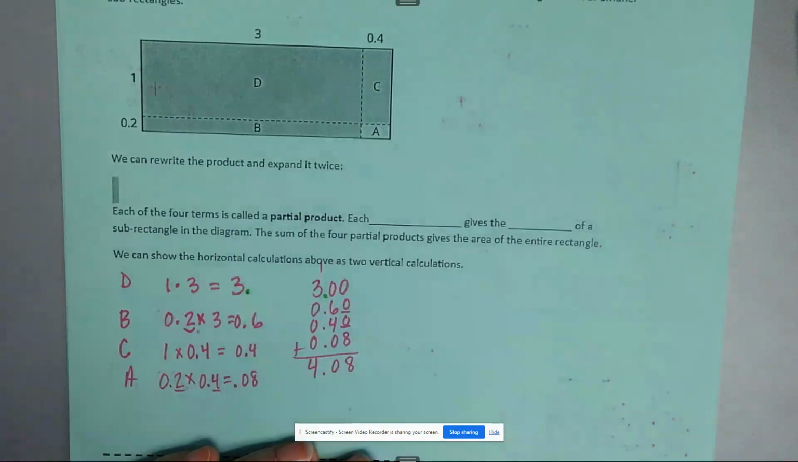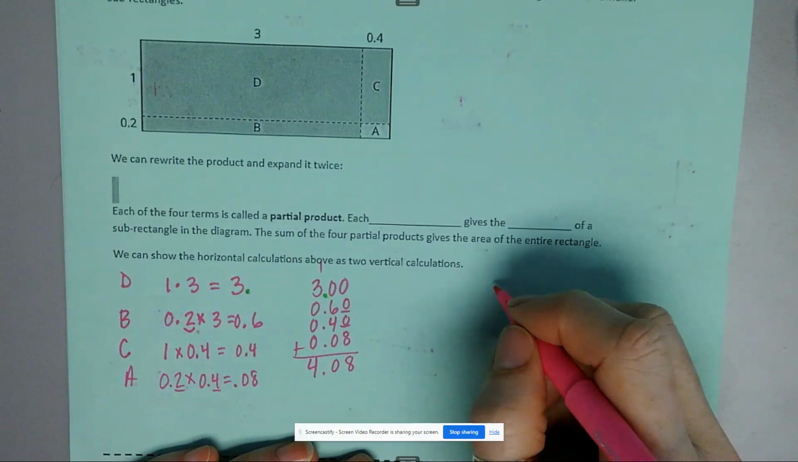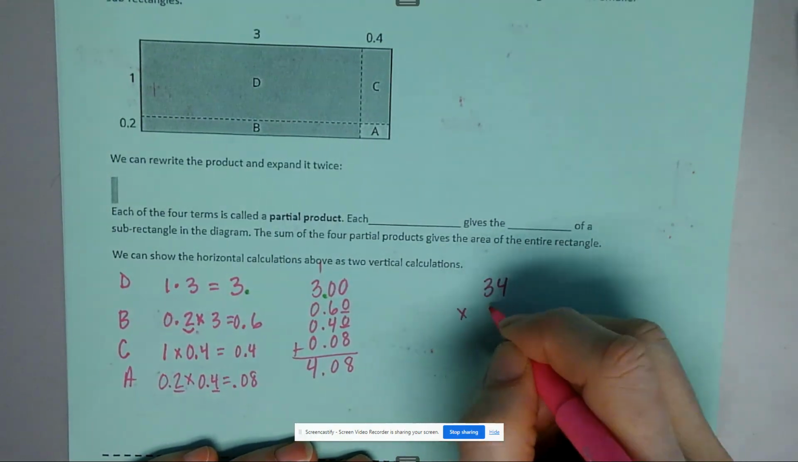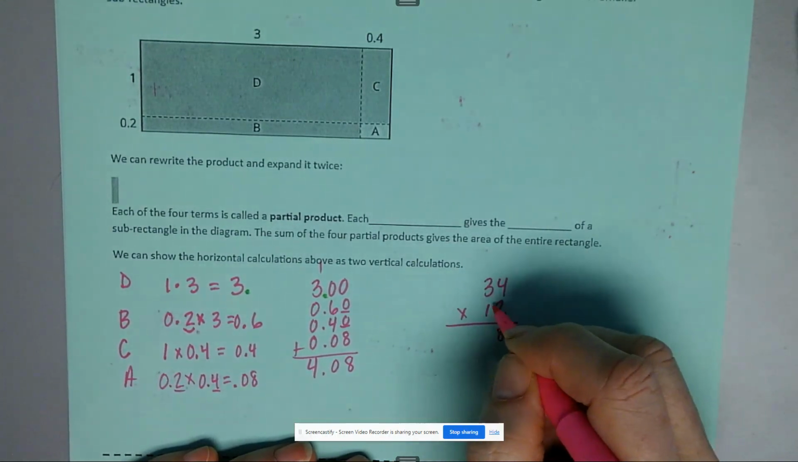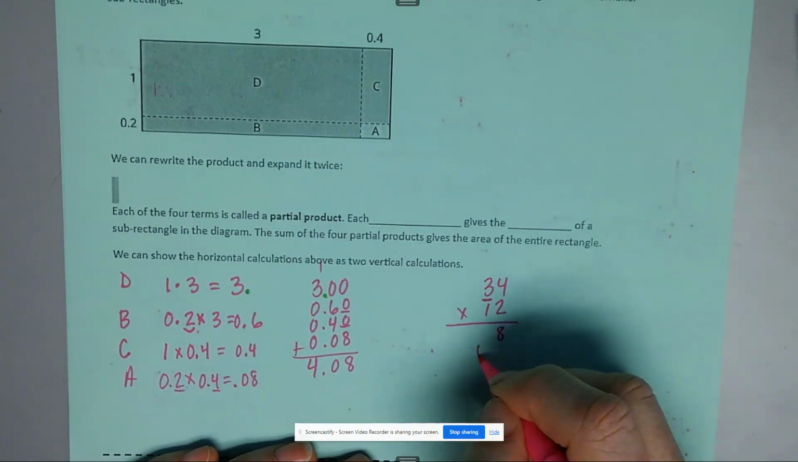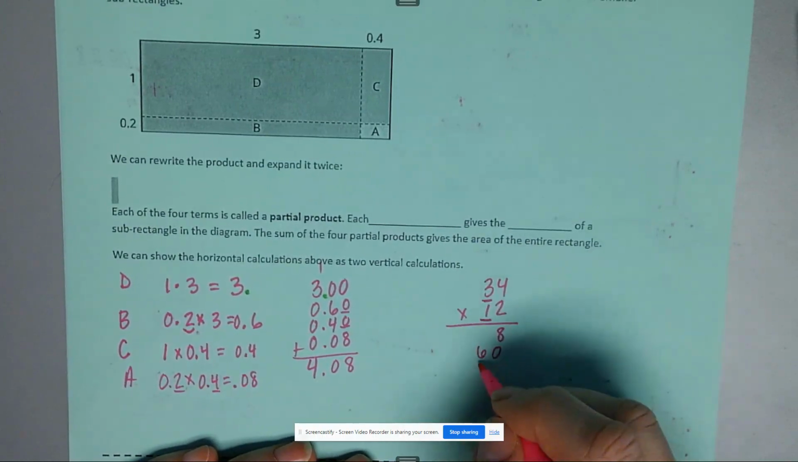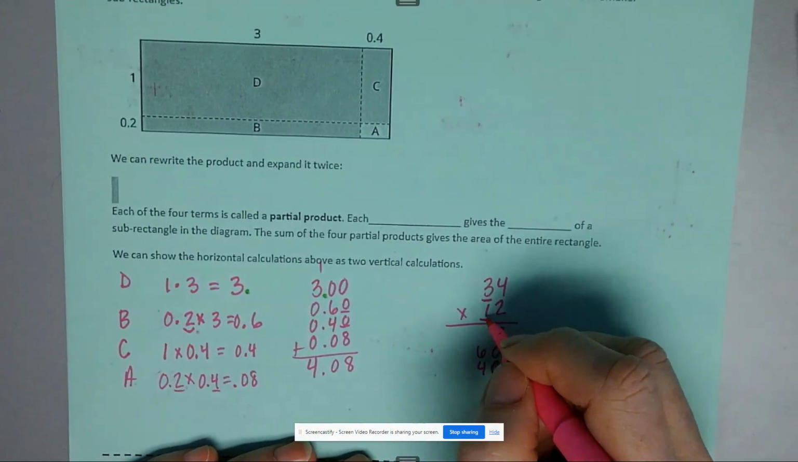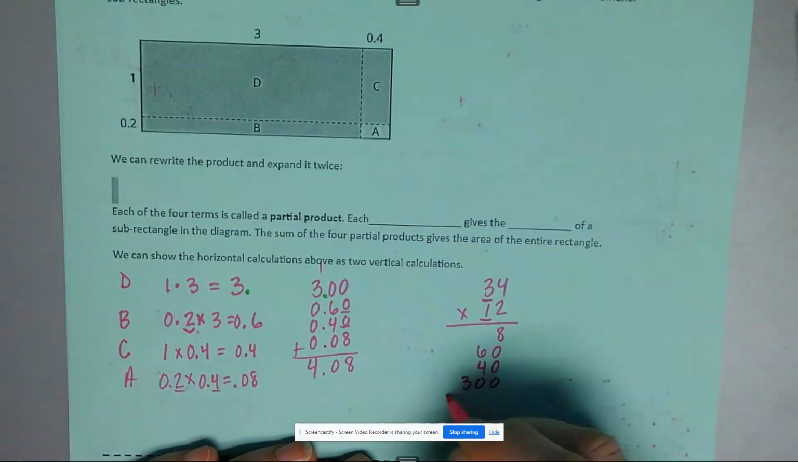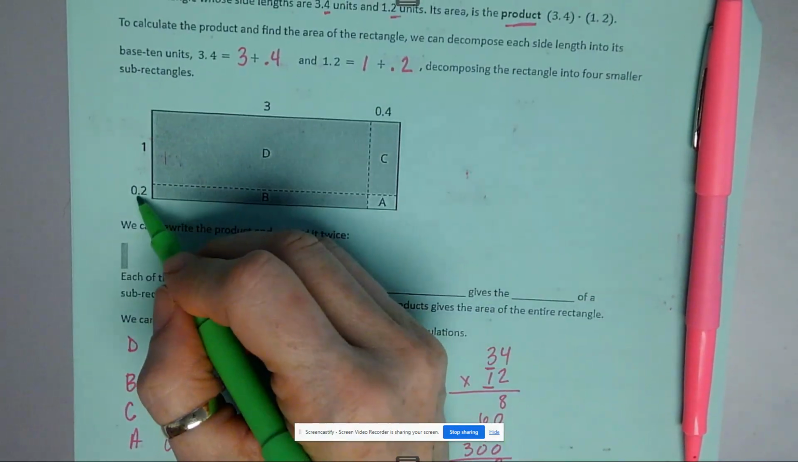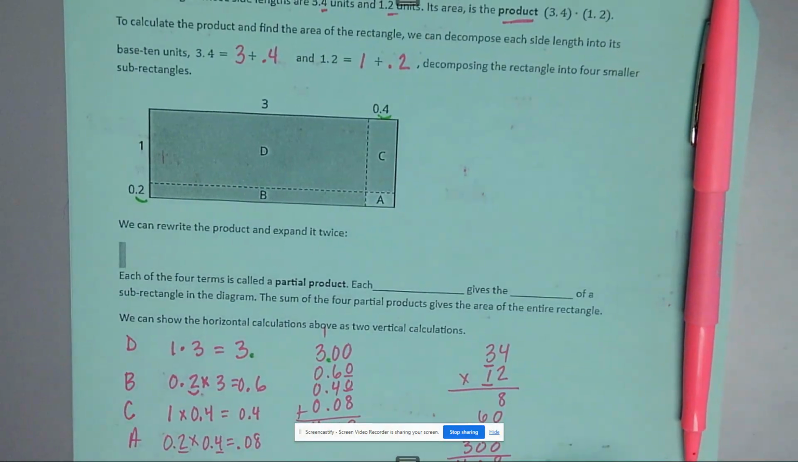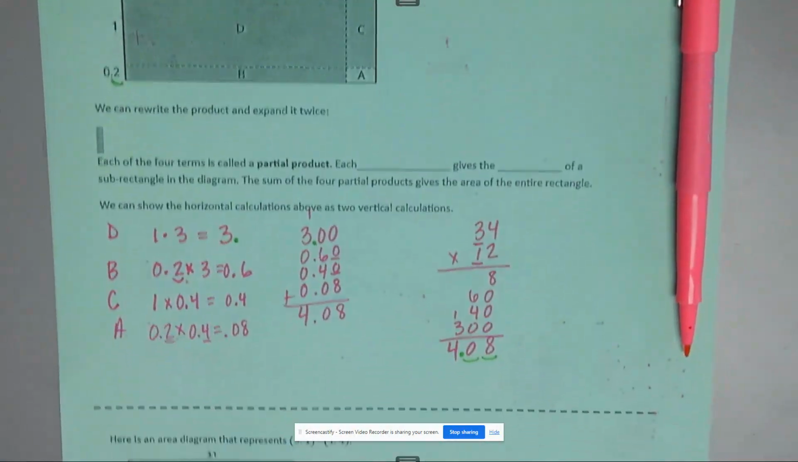I could also do it partial product. So I would do 34 times 12, and I would get 8. 2 times 30 is 60. 10 times 4 is 40. And 10 times 30 is 300. 8, 10, 408. Go back and check my decimals. There was 1, 2, 1, 2. Same answer. Okay.